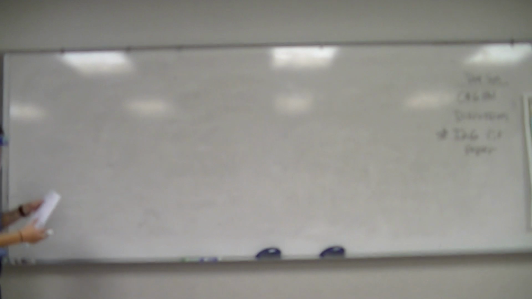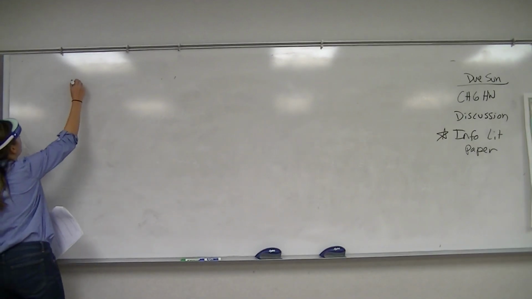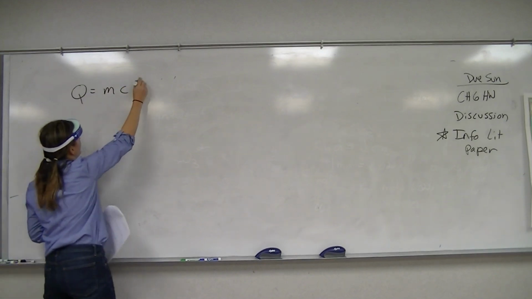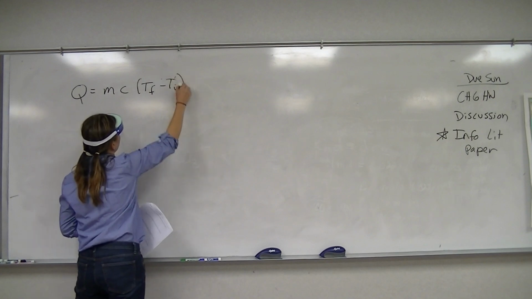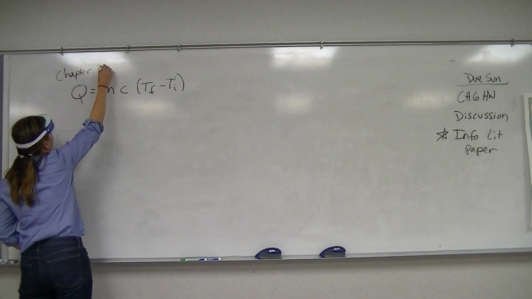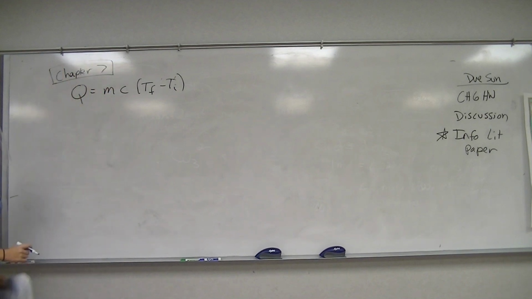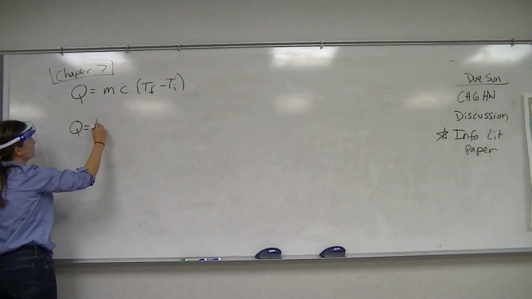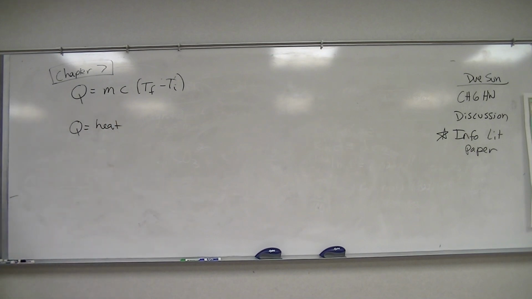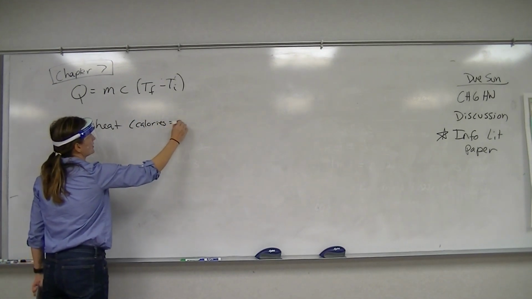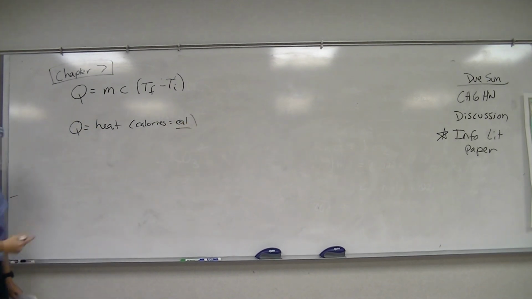So what we're going to do is start by looking at that one equation, MC TF minus TI, that we have on our equation sheet for chapter 7. What is this equation? What do all of these letters mean? So Q is our heat. When we measure heat, we're going to measure it in calories. So CAL is the shorthand for the units on heat.